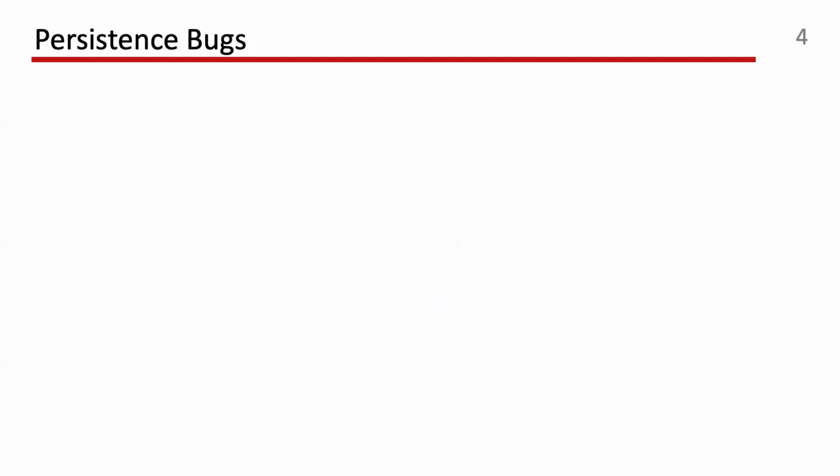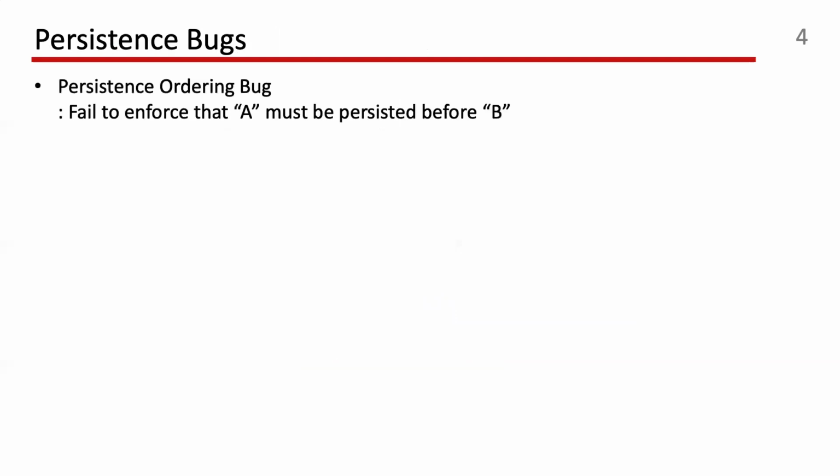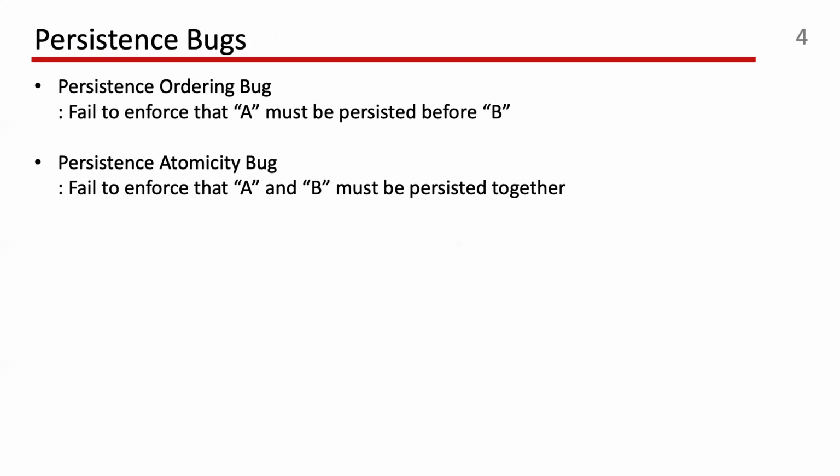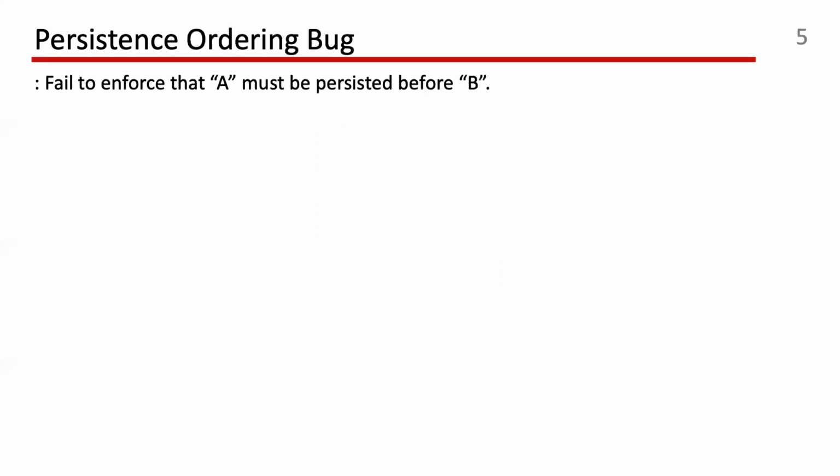We did an NVM bug survey on open source NVM software. There are different types of persistence bugs. Persistence ordering bug: it fails to enforce that A must be persisted before B. Persistence atomicity bug: it fails to enforce that A and B must be persisted together. Persistence performance bugs such as extra flush and extra fence. Among those three bug types, let's dive into the details of the persistence ordering bug.